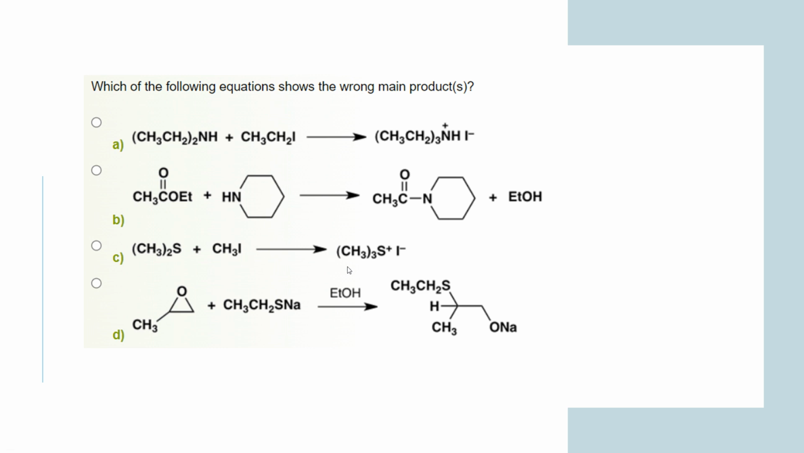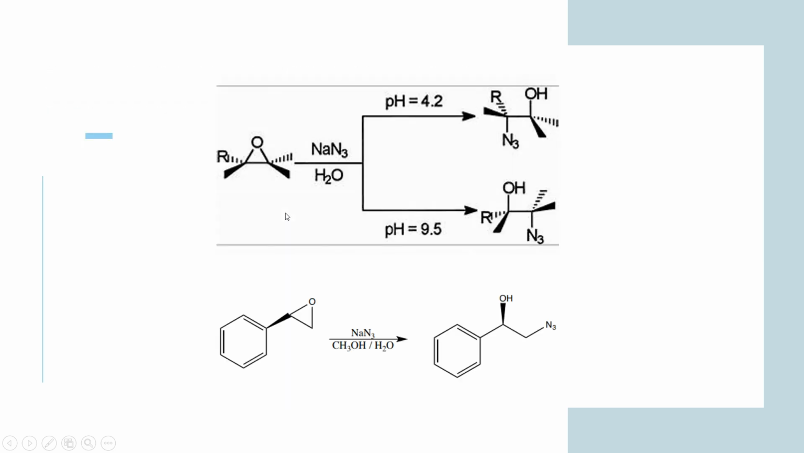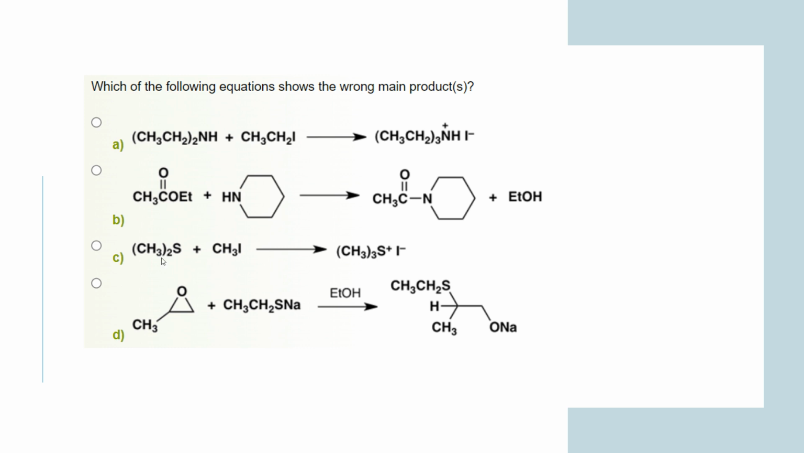So you can show the product as this salt product, where iodide will be the counter anion of the positively charged sulfur atom. Okay, so option C is also showing the correct product, which is following the similar mechanism as option A. After that, we are left with only one option here, option D.